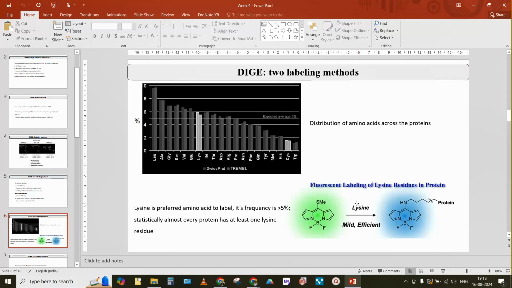Its frequency is greater than 5%. So statistically, almost every protein has at least one lysine residue. So there is a good probability that your protein will have a lysine residue and it will get labeled. If you are targeting lysine, but that is not the case, one can always try the saturation labeling of cysteine.